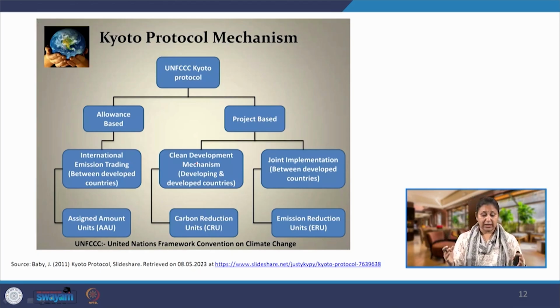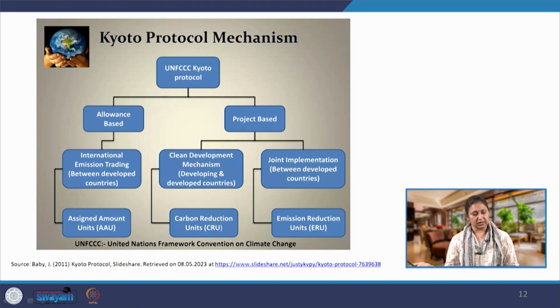If we broadly look at the Kyoto Protocol, which is under the UNFCCC, we basically have two types of mechanisms. One is allowance based and the other one is project based. The first one, international emission trading, is allowance based. So, if you are not able to reduce your greenhouse gas emissions, you are allowed to emit more, literally, by purchasing the credits that somebody else has earned by reducing their emissions. So, allowance based is international emissions trading, carbon trading.